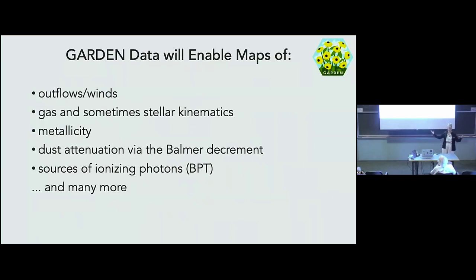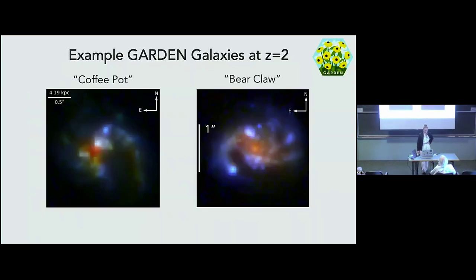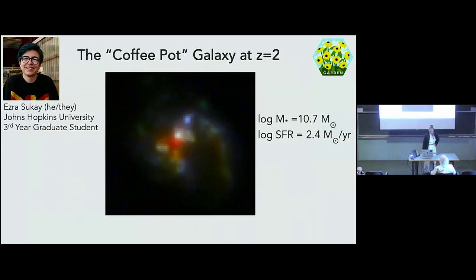Our data is going to enable maps of galaxy outflows, galaxy winds, gas, and sometimes stellar kinematics, metallicity, dust attenuation, BPT, and more. I'm going to slow down, have a little more fun now, and walk you through 2 example galaxies at, God forbid, redshift of 2. This is the coffee pot galaxy at redshift 2 from the ground. We thought it was a rotating disk. It is not. It's a hot mess.